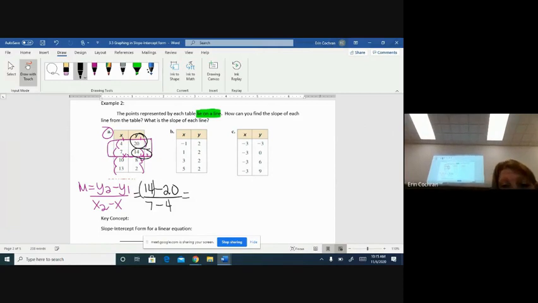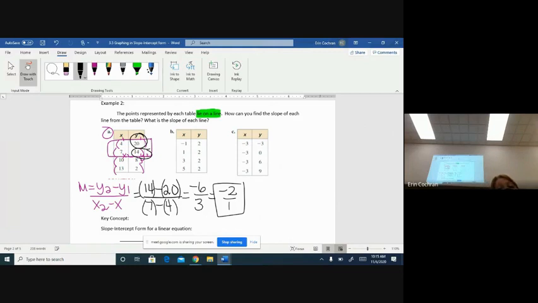And now can we do the math? I forgot to put these in parentheses, sorry. 14 minus 20? -6. 7 minus 4? 3. And what's -6 over 3 simplified to? -2 over 1. And it's okay if you put -2. It's okay if you leave it as -2 over 1.